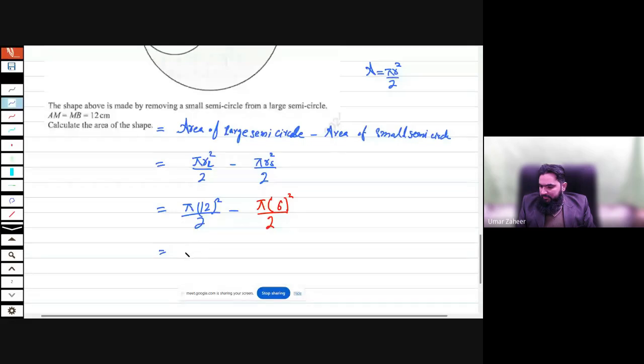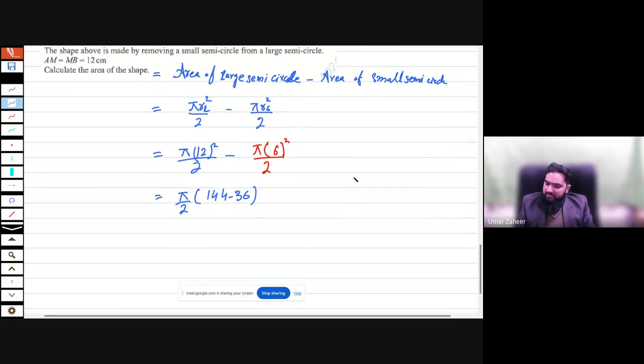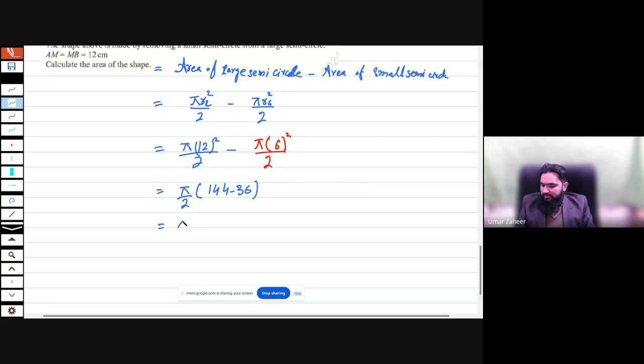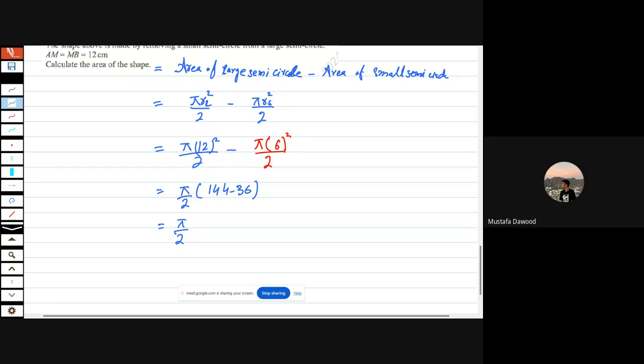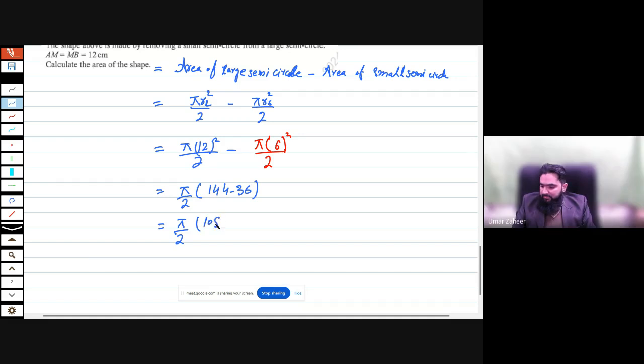First of all, I'm just going to take pi by 2 as common. So it will be 12 square, that will be 144. 6 square will be 36. Yes, 144 minus 36 will be equal to 108. Now please find the value.